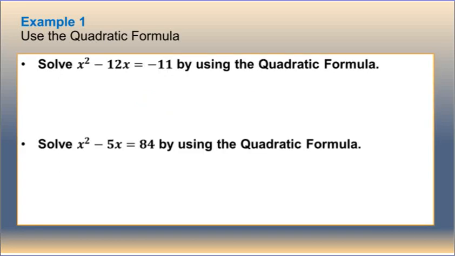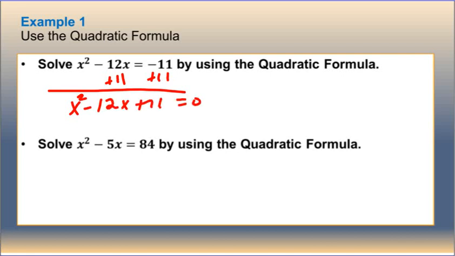So example one, we have solve x squared minus 12x equaling negative 11 by using the quadratic formula. So to put it in standard form, I'm going to add 11 to both sides. And now I have x squared minus 12x plus 11 equaling 0. And then I can identify my a. My a here is 1. My b is a negative 12. And my c is a positive 11.